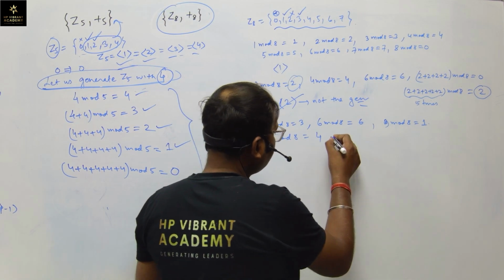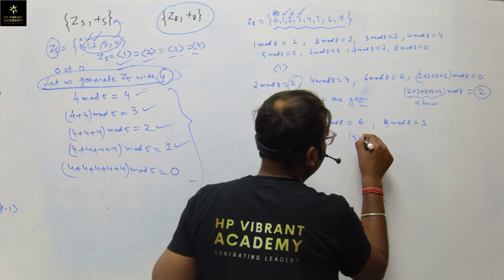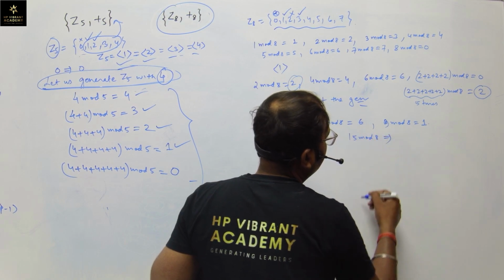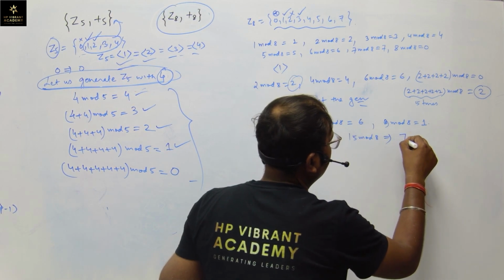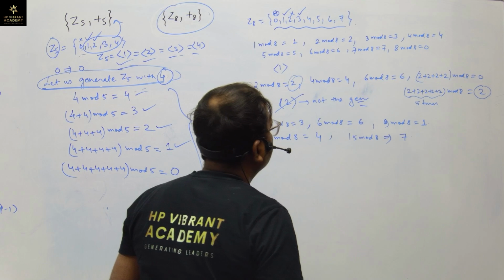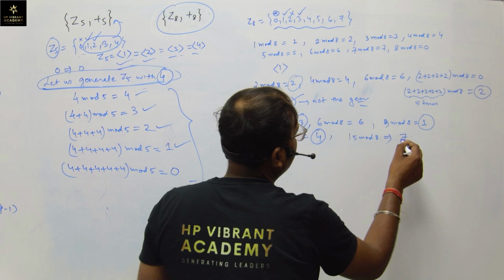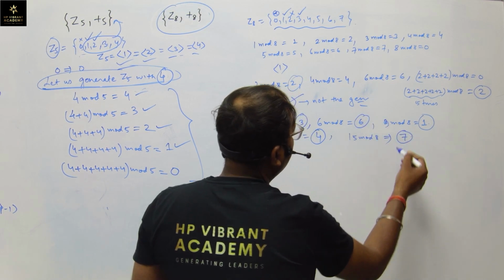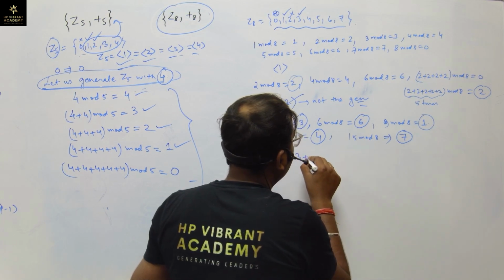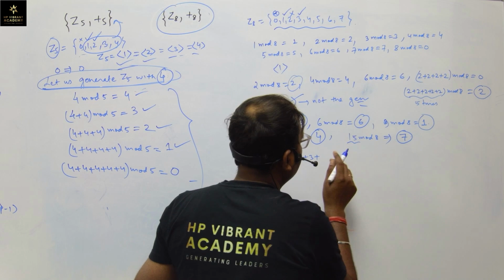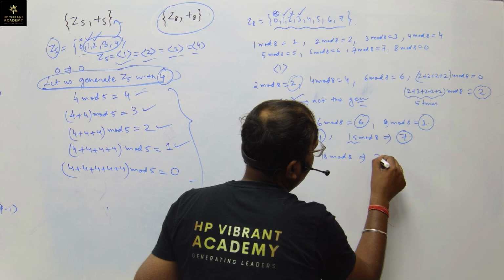Now we have 3 as 5 times. So 15 mod 8. This is 7. So we are left with 5. Now let us apply this as 6 times. So we have 18 mod 8. This is 2.